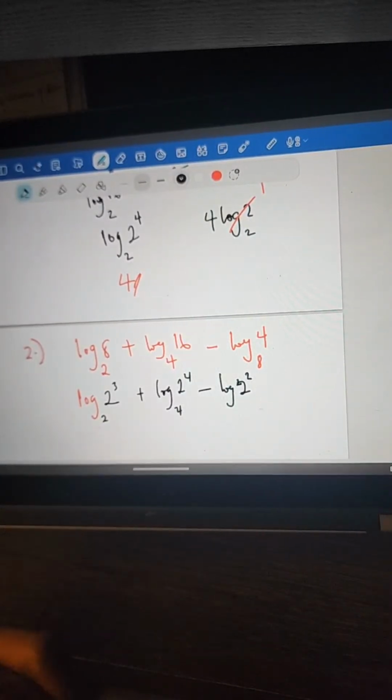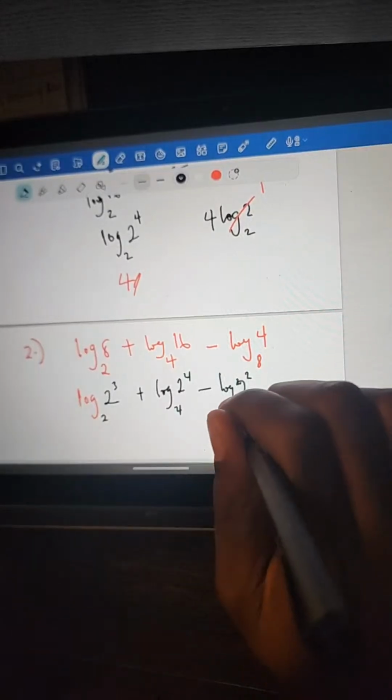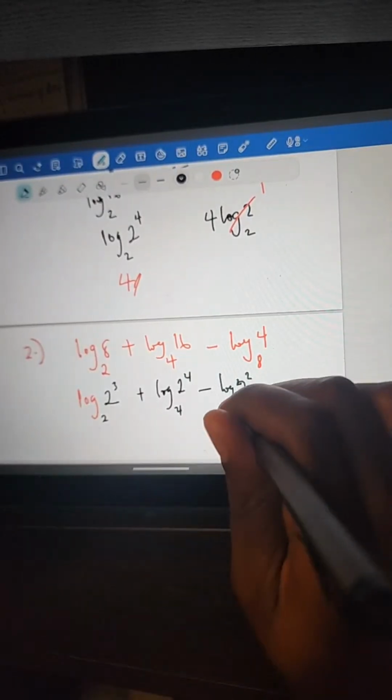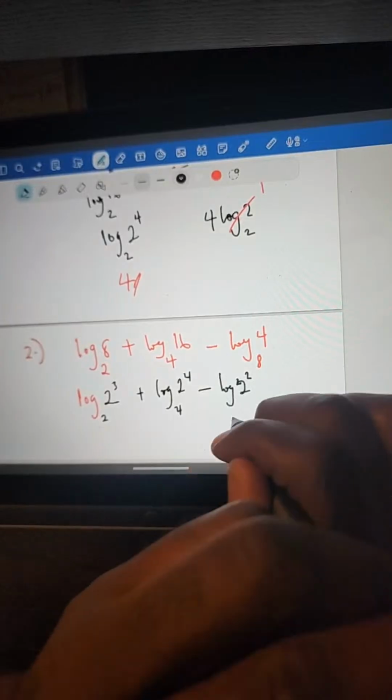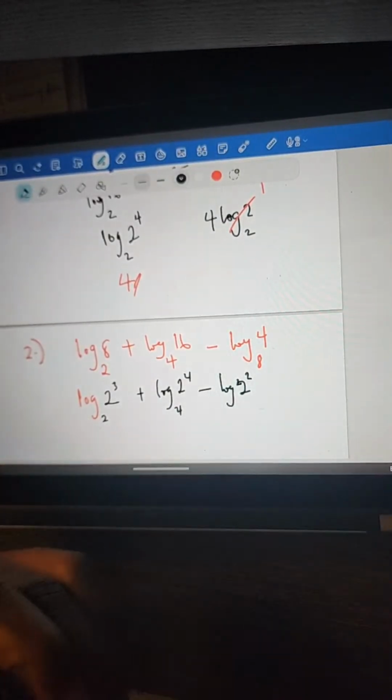Any idea of what next we're going to do from here? I'm waiting.